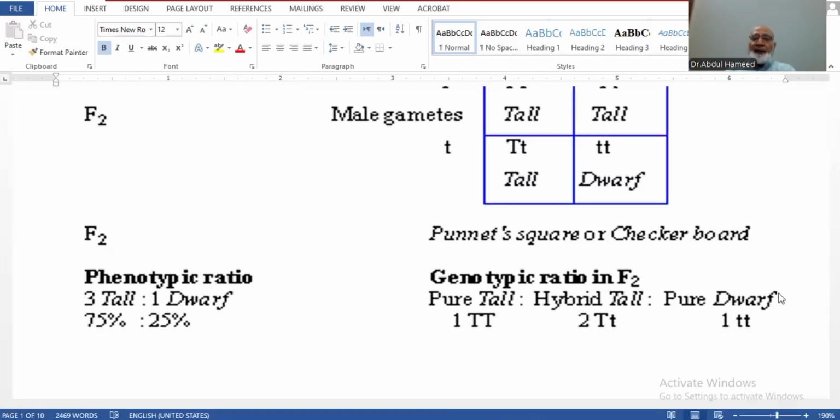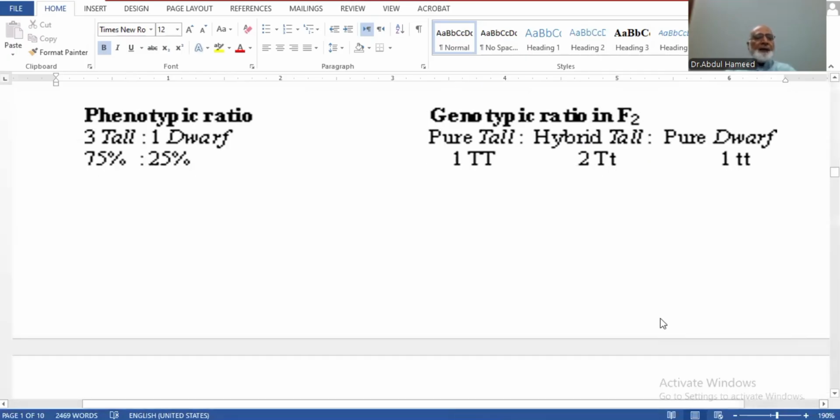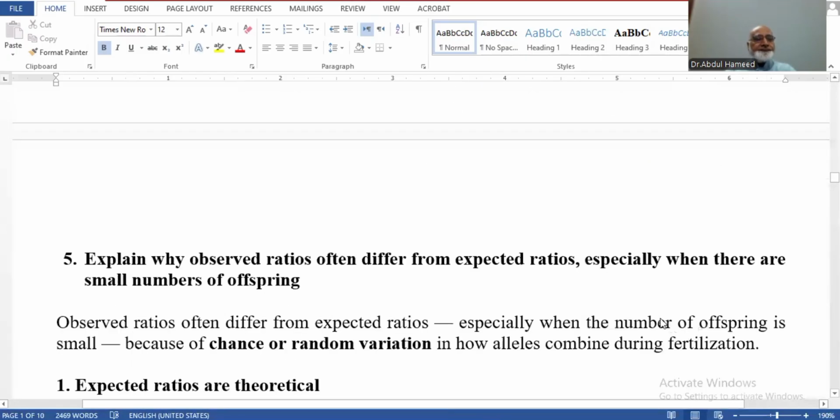In my opinion, when we say law of segregation, this is the clear-cut evidence that there was a segregation of alleles at the time of gamete formation, because in F2 there is appearance of a dwarf, which is 25%, meaning a 3:1 ratio. So it is a clear-cut evidence and the result of law of segregation in a cross.